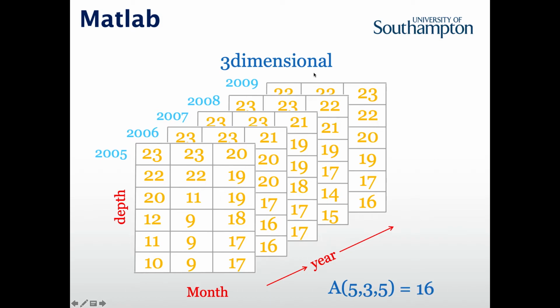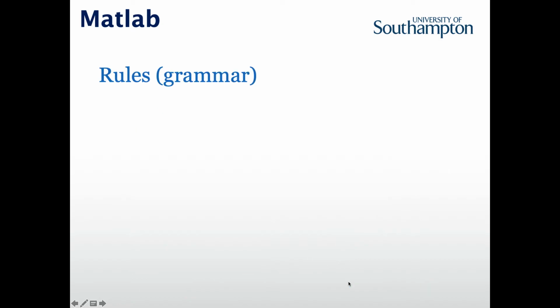And indexing works in the same way. Number 5 is the row, so it'd be 1, 2, 3, 4, 5, that'd be 11. Column 3, you go along to 17, and 5 is the third dimension, so it would be not the first year, not the second, not the third, not the fourth, it would be this year, so that would be number 16. So you can index in 3 dimensions, even 4 dimensions, even 5 dimensions.